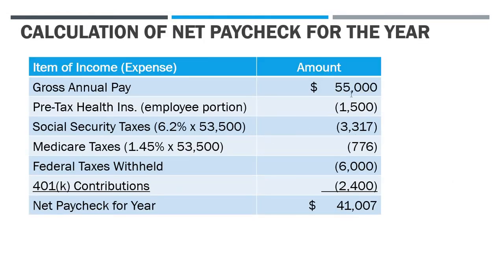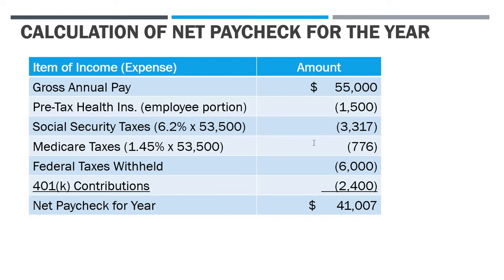So the gross pay he's got here is $55,000. The pre-tax health insurance deductions, this is the employee portion, right? So this is what he has to pay, and it's going to come off his paycheck immediately. So it was $1,500 for the year, so that's the first deduction. And then recall we have the Social Security taxes and Medicare taxes. These are the rates at that contribution base, right? So $53,500 are the wages that are subject to Social Security taxes and Medicare tax.